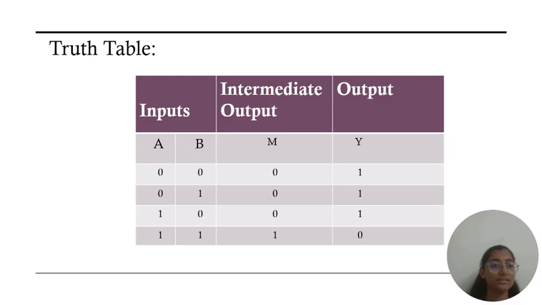Now let us see the truth table of the NAND gate. Here we have taken two inputs A and B, and the intermediate output of this gate represents the output of the AND gate, and the actual output is the negated output of the AND gate.